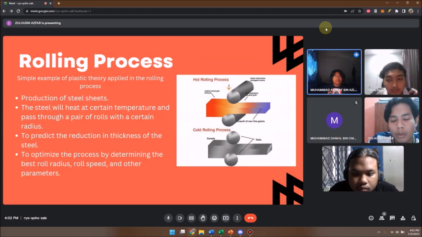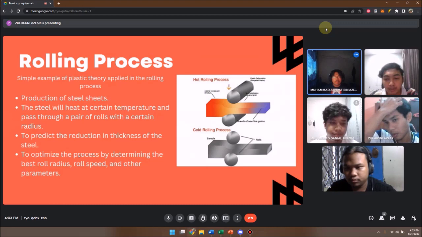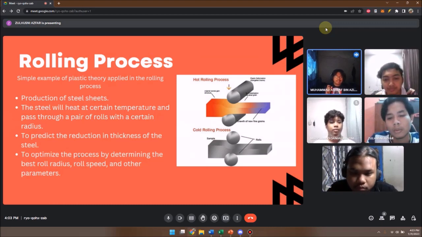The theory can also be used to optimize the process by determining the best radius, roll speed, and other parameters that will minimize the risk of cracking or breaking the steel while still achieving the desired level of reduction in thickness.